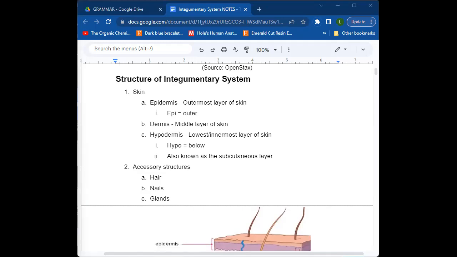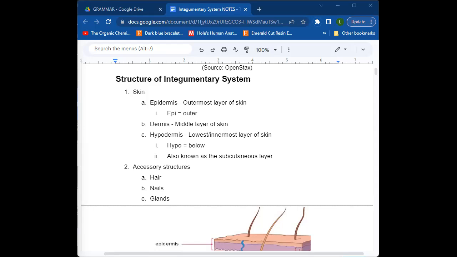Right, so the integumentary system is made up of skin and also accessory structures. The skin has three different layers: an epidermis, a dermis, and a hypodermis. The epidermis is the outermost layer of skin. The dermis is the middle layer. And the hypodermis is the lowest, innermost layer of skin.